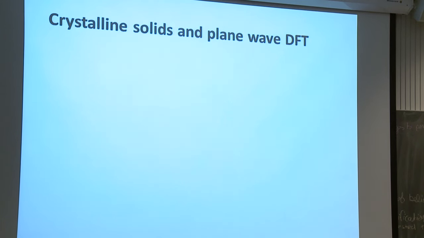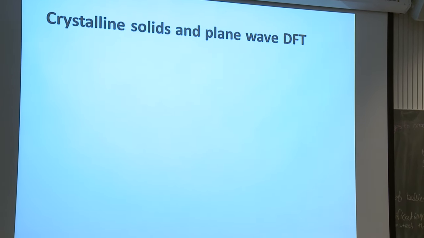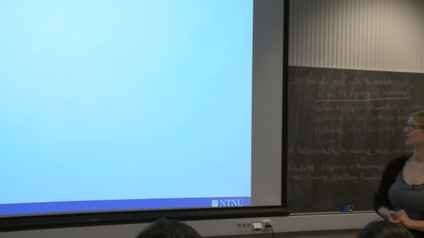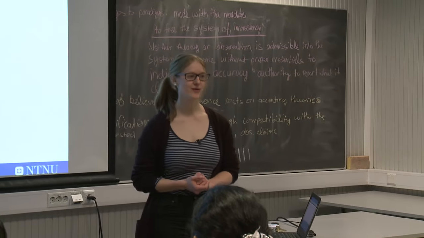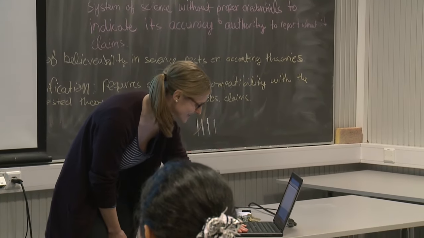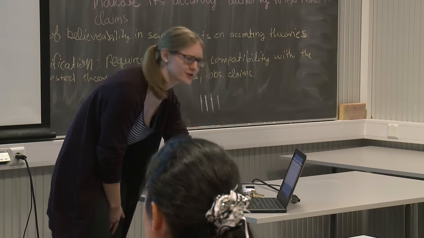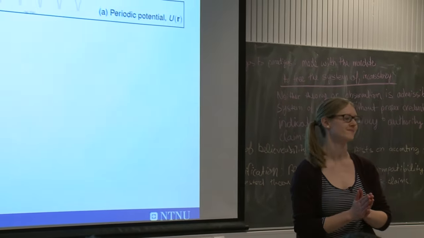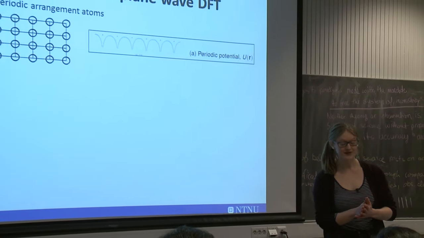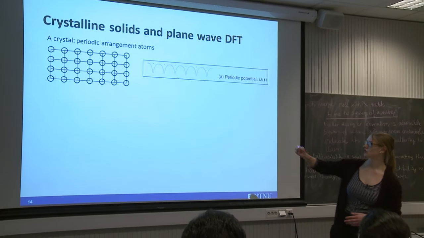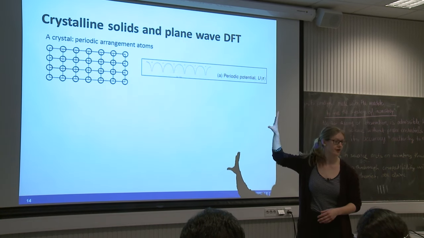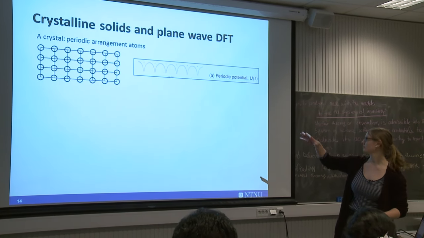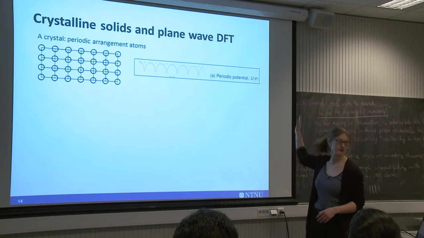Okay, so now we're moving into more specifics of crystalline solids. And now we're concerned with the plane wave DFT. So let's see what that is. Let's first define a crystal. So a crystal is a periodic arrangement of atoms. Consider the nuclei. They have some positive charge, right? And they represent the periodic potential.